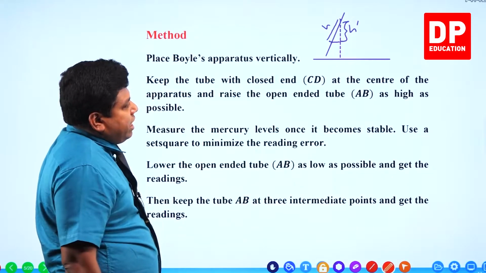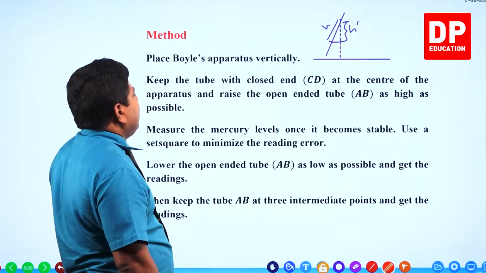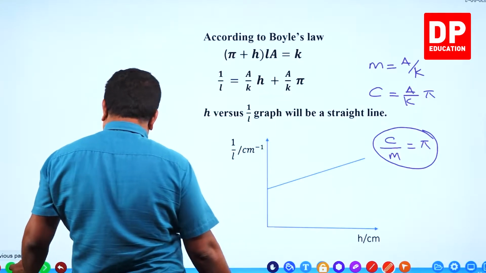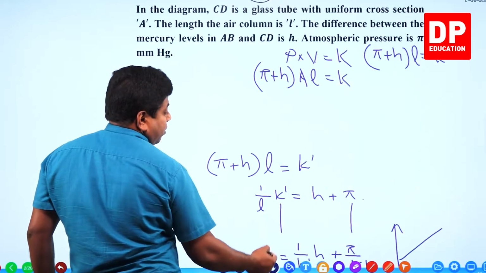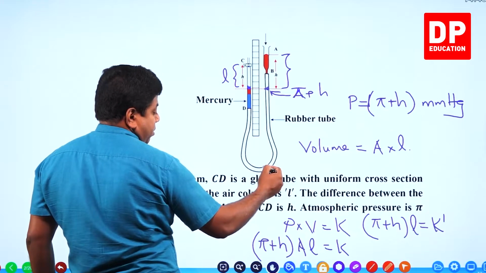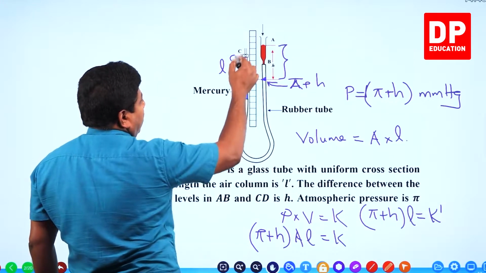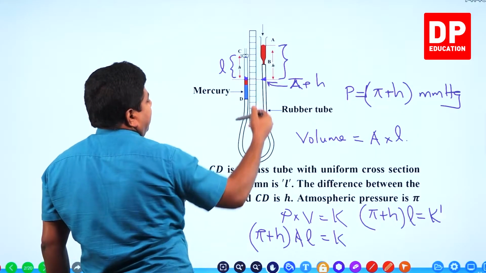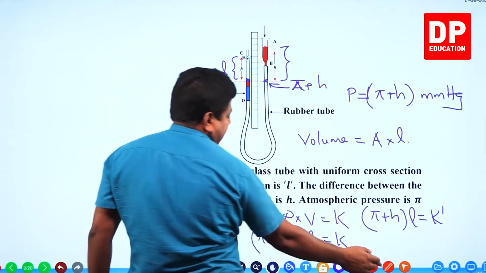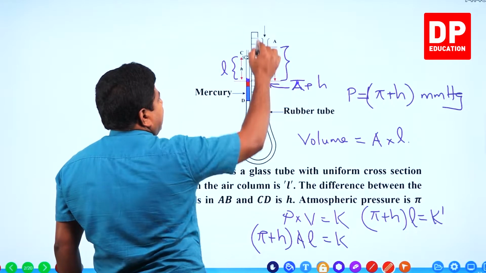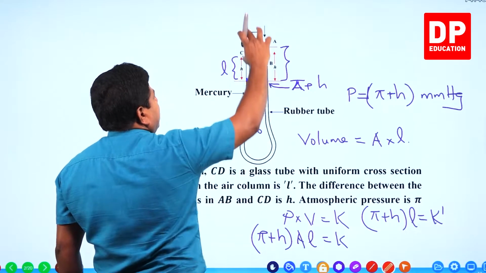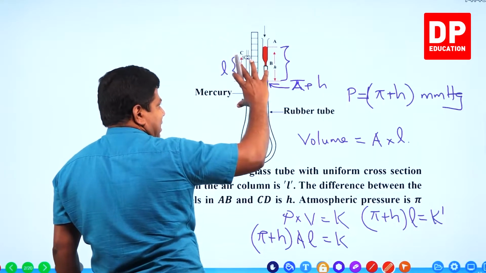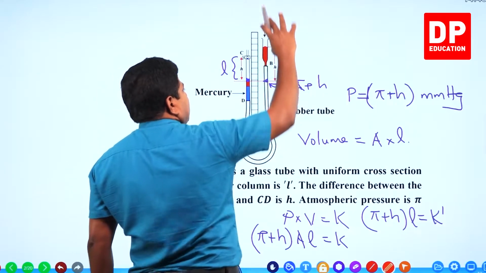Keep the tube with closed end CD at the center of the apparatus. What is the meaning of that? This is what I call the closed tube. Keep it somewhere in the middle. That means here is where 0 is going to be on the scale. It keeps increasing, right? So don't keep it at one end of the scale. Keep it somewhere in the middle and fix it. AB is what we are going to adjust up and down.